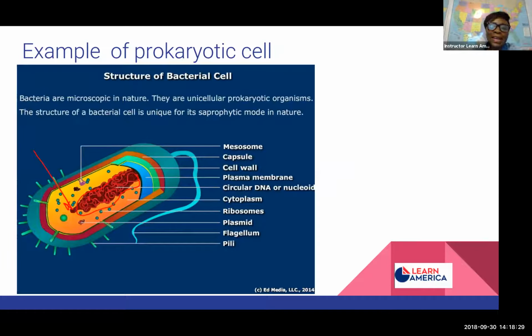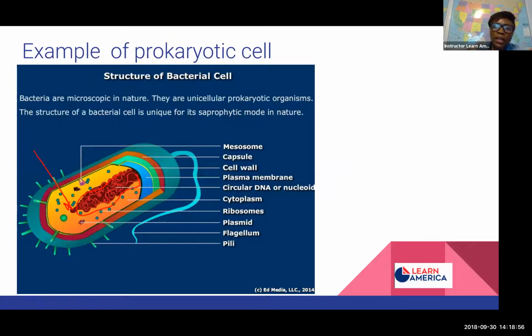So what you see is that the DNA is just floating throughout the cell, and it's referred to as a nucleotide. You still have a cell wall, you still have a cell membrane around the structure itself, but what's missing is that nuclear membrane to hold the DNA in a circle. So what you'll just see is the DNA floating around. We still see a cytoplasm here.